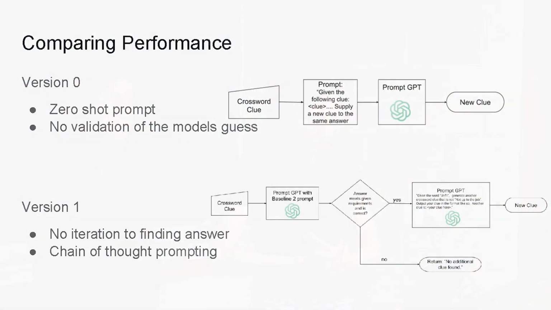To compare our model, we had two previous versions, version 0 and version 1. Version 0 is basically a zero-shot prompt. We just say, here's the clue, make a new clue based off of this for what you think is the correct answer. Version 1 is the same as the final version, but without the automated memory step where we go back and say, this is an incorrect guess, try again. We just create a clue based off of the first guess.